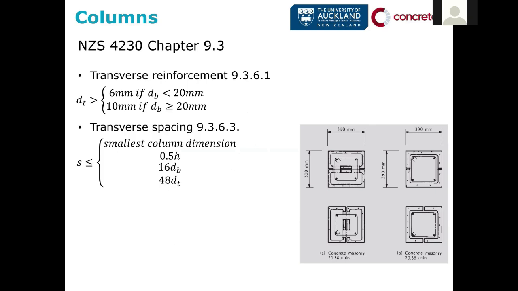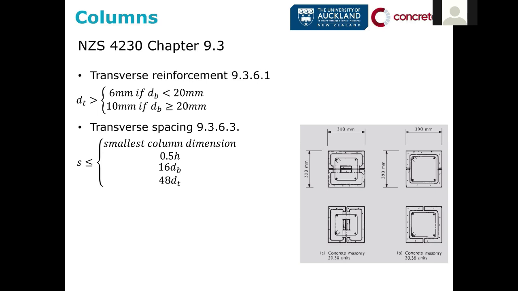Now we have 4 criteria for the spacing. The smallest column dimension, so in this case it would be 390 because it's square. Half of the height, so if we had a rectangular column, that one might be different than that one, but in this case, the smallest column dimension, sorry, the half of the height is going to cover. And then we have 2 limitations based on the steel, 16 times the diameter of the longitudinal bar, or 48 times the diameter of the transverse bar.